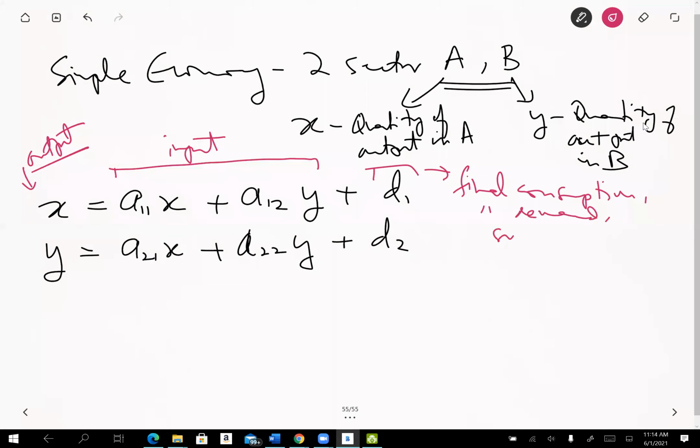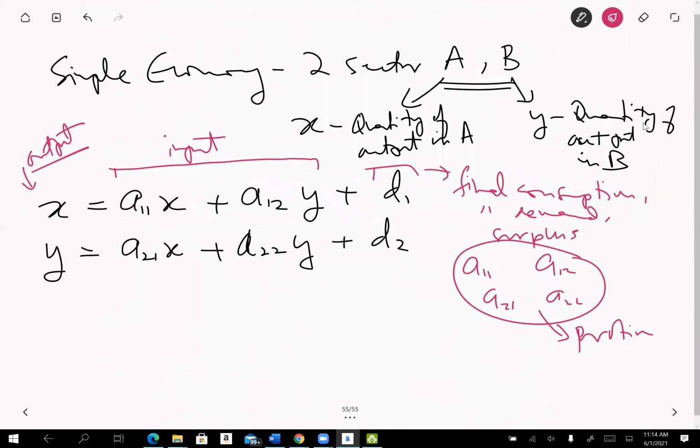Sometimes they call it surplus. Okay, so that surplus will go as final consumption. So this is the input part. All right. Now, this A11, A12, A21, A22, these are the proportion.